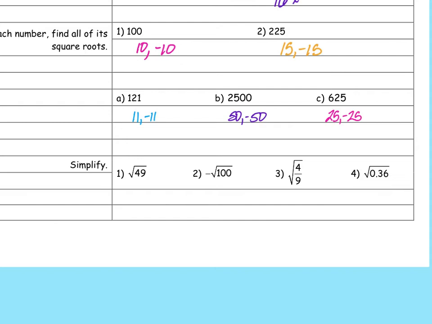So what is the square root of 49? Anybody? 7. Good job. What about the negative square root of 100? Negative 10. Thank you.